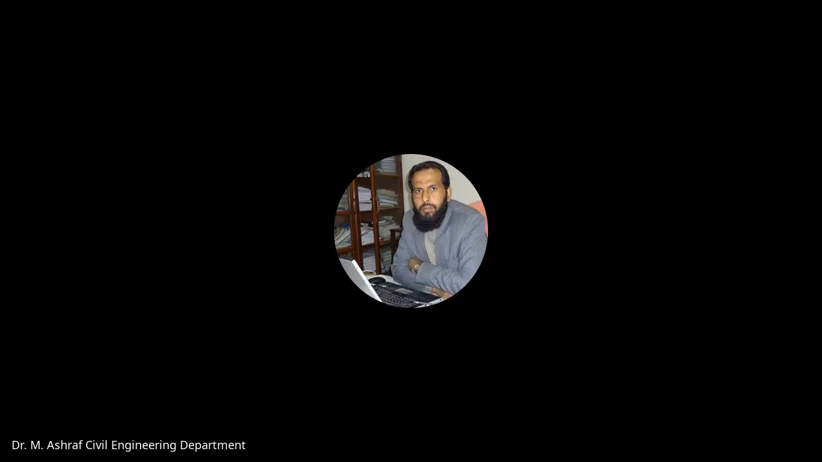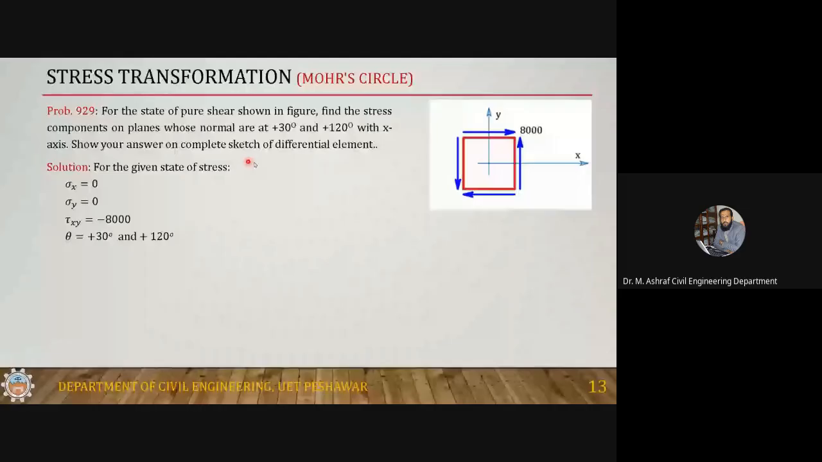For this state of stress, sigma x is equal to 0, sigma y is equal to 0, tau xy is 8000 minus; you will have to look at the x plane. On the x plane, the effect is counterclockwise, and counterclockwise is negative. When theta is plus 30 and plus 120, plus means counterclockwise. Okay.